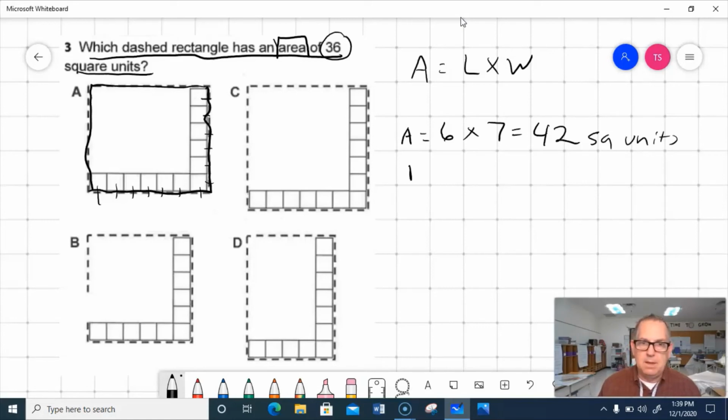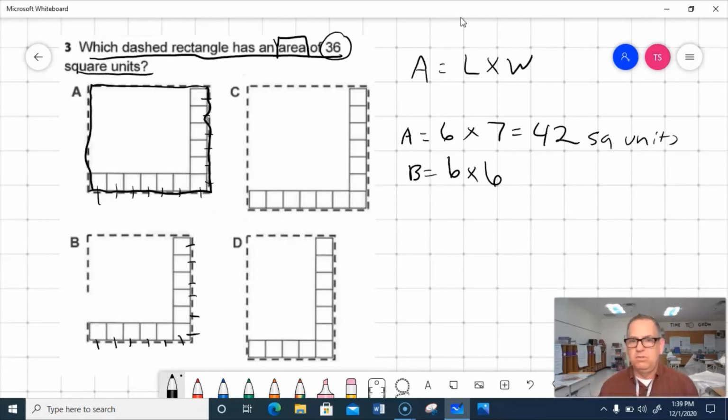Rectangle B. What is the length and width of rectangle B? Yeah, it looks like the length is 1, 2, 3, 4, 5, 6. So it's got a length of 6 by 1, 2, 3, 4, 5, 6.